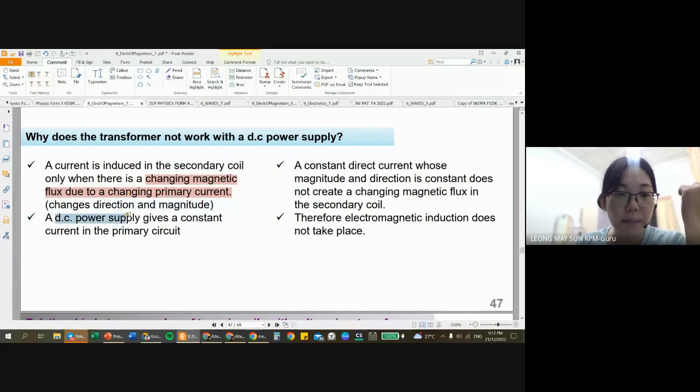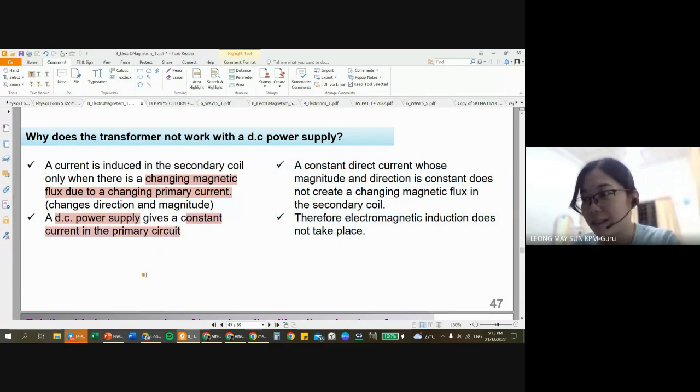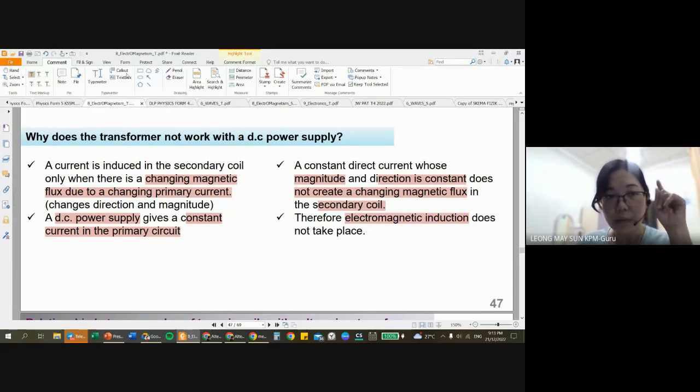So a direct current power supply only gives a constant current, constantly in the positive direction in the primary circuit. So a constant direct current, whose magnitude and direction is constant, will not be able to create a change in magnetic flux in the secondary coil. Therefore, electromagnetic induction cannot take place if we use a direct current. Do take note, this explanation is why a transformer cannot work with direct current.